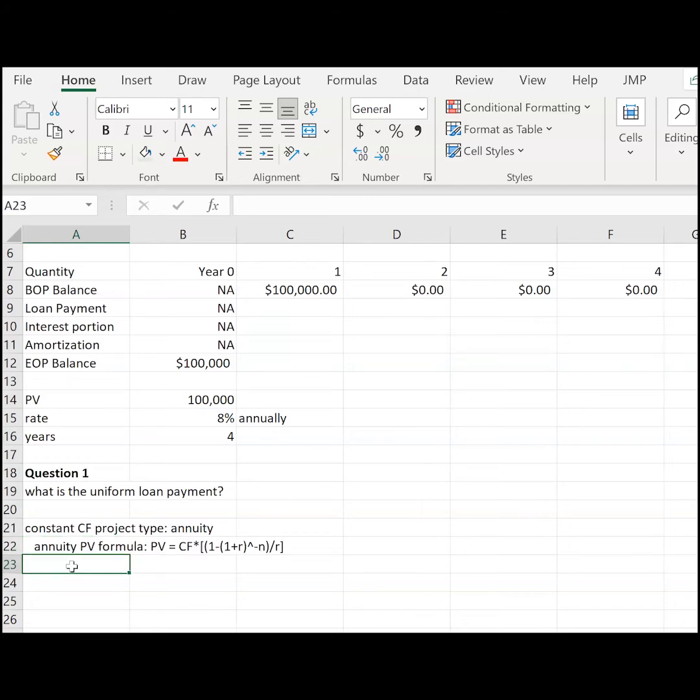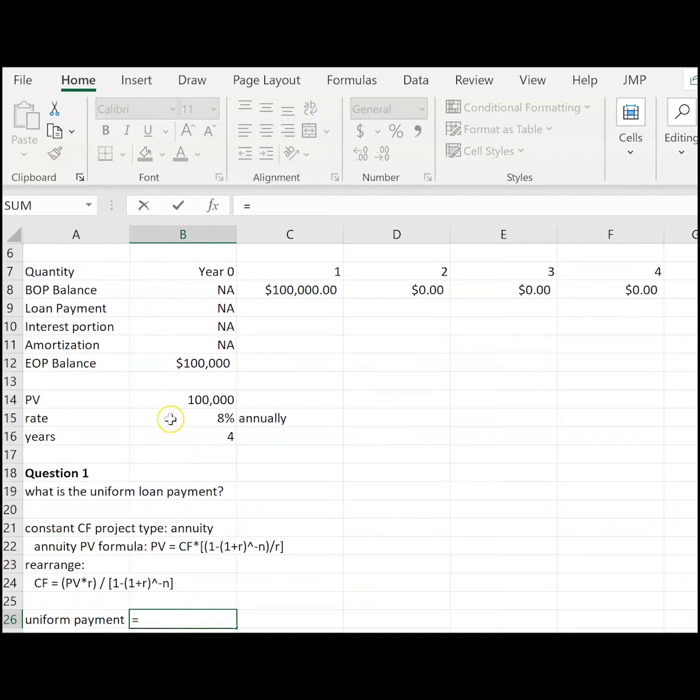Okay, so now we know the right formula to use to solve for this, except we have to solve for the loan payment, which is this cash flow right here. So it's not going to be as simple as just plugging in the values. We have to rearrange this formula. So once we have what equation we have to use, now all we have to do is solve. All right, so our uniform payment is going to be equal to our present value times our annual interest rate, all divided by 1 minus the quantity 1 plus our rate to the power of negative years.